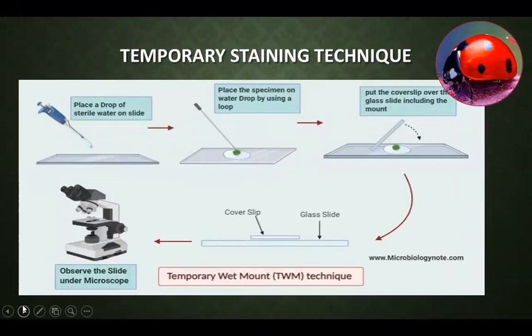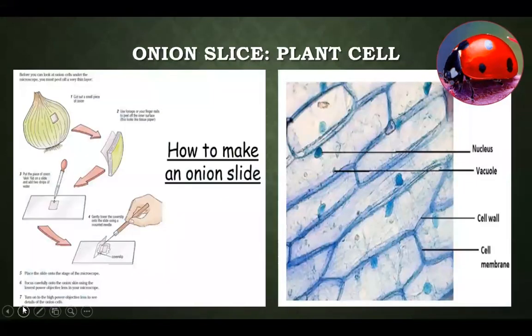Let's look at the two types of specimens, the onion and the human cheek cells. Firstly, let's talk about the onion slice. How are we going to observe the plant cells? For that, we are going to use the leaves of the onion. You know, the layers in the onion are known as the leaves of the onion. You have to cut the onion into two halves, and then take one of the leaves, a very small cut of the onion.